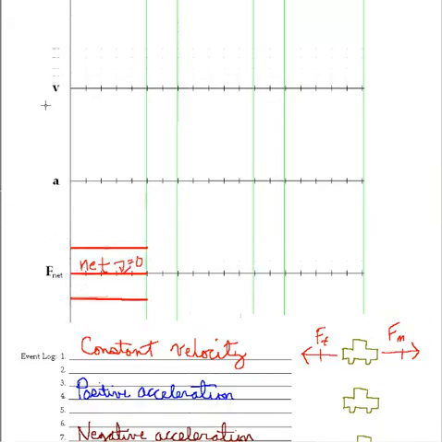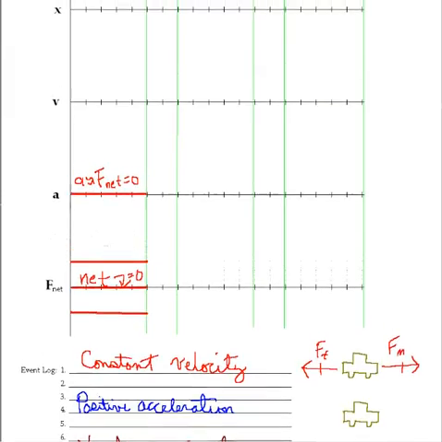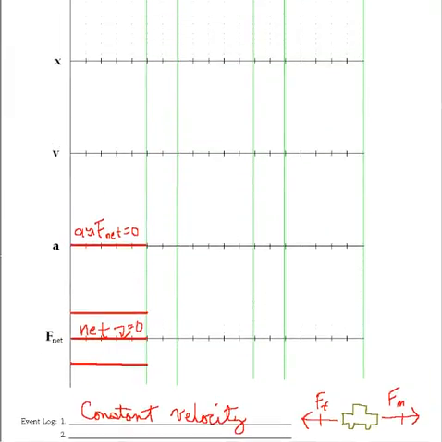That means that your acceleration is proportional to your net force. And so your acceleration is also going to be 0. If your net force is 0, then your acceleration will also be 0. So that does not mean that you're not moving. It just means that you have a constant velocity.